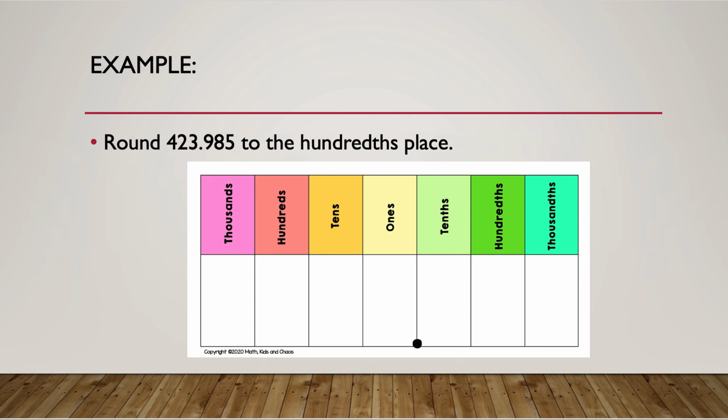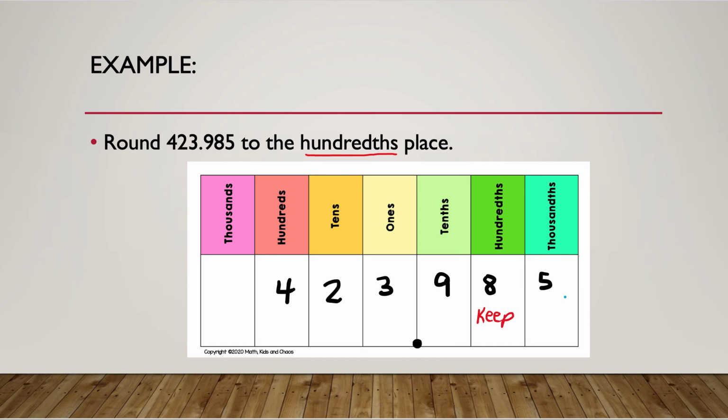Okay, let's try it again. We're just going to work a few of these until we are sure that we are comfortable with what we need to do. All right, so our number is 423.985. So let's go ahead and enter it into our chart. 423.985. All right, let's identify the place value that we want to keep. We want to keep it to the hundredths place. So that's this place right here.